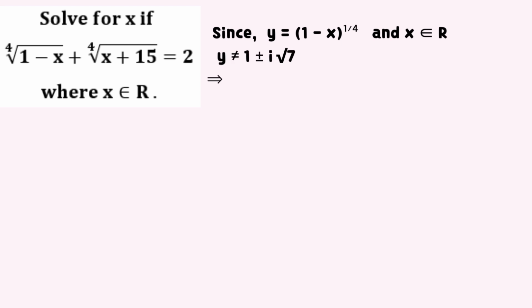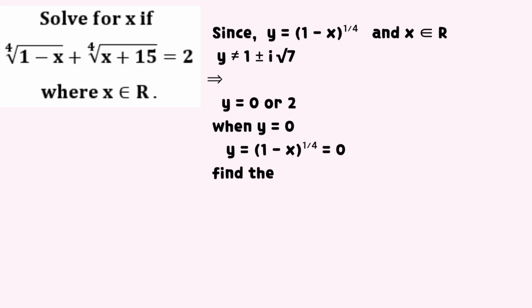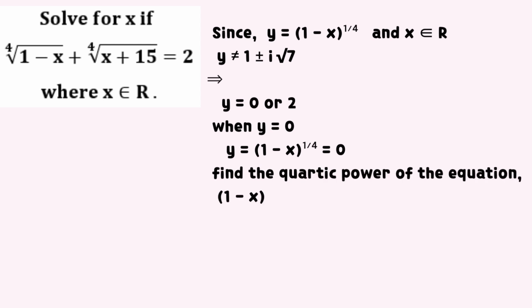Since y equals the fourth root of 1 minus x, and x is an element of the real numbers, y equals 1 plus or minus the product of i and the square root of 7 is rejected. This implies that y equals 0 or 2.